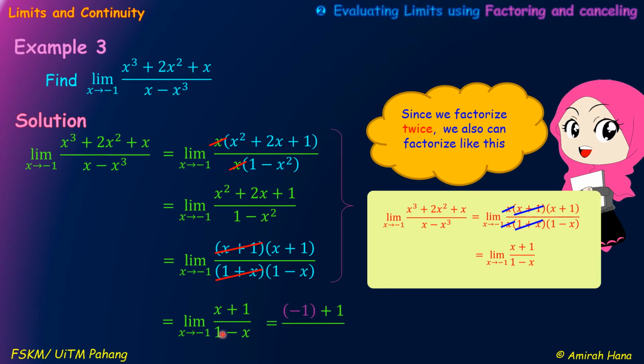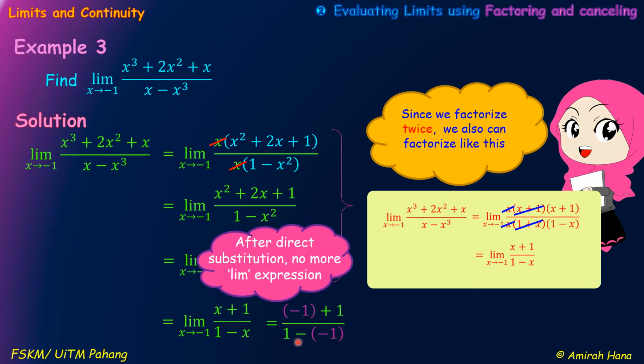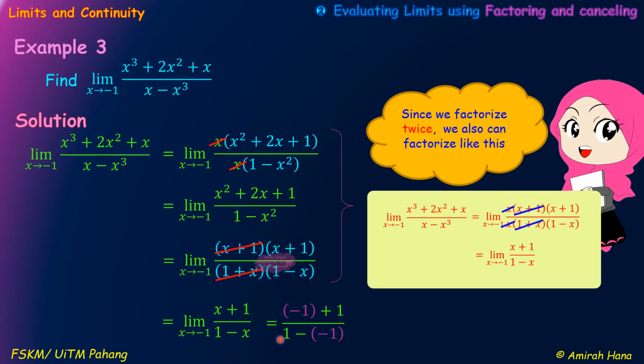From here, we can use direct substitution. We just plug in negative 1 into x here. So we get this. And remember, after direct substitution, there is no more limit expression. After that, we can write negative 1 plus 1 over 1 minus (-1), minus times minus equals positive sign. So we get 1 plus 1, and then it equals 0 over 2. 0 over 2 is okay because this is not 0 over 0. Using a calculator, if you calculate 0 over 0, it will give an error. So this is the final answer. Got it?